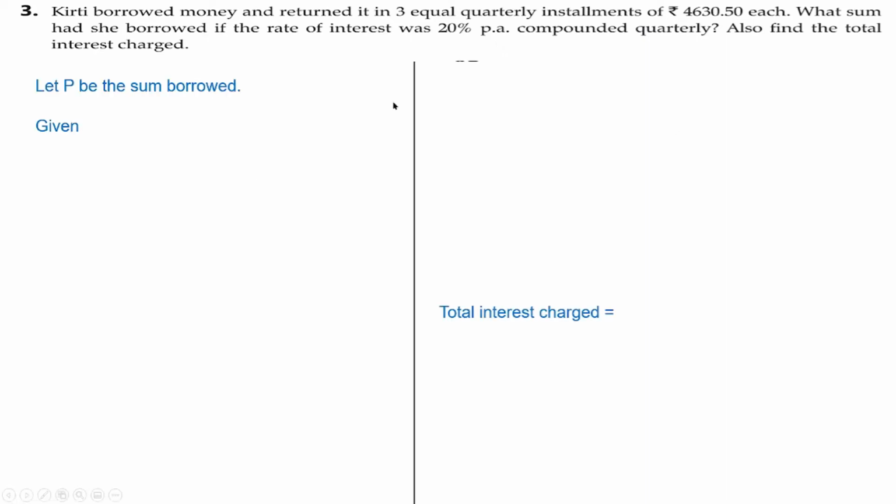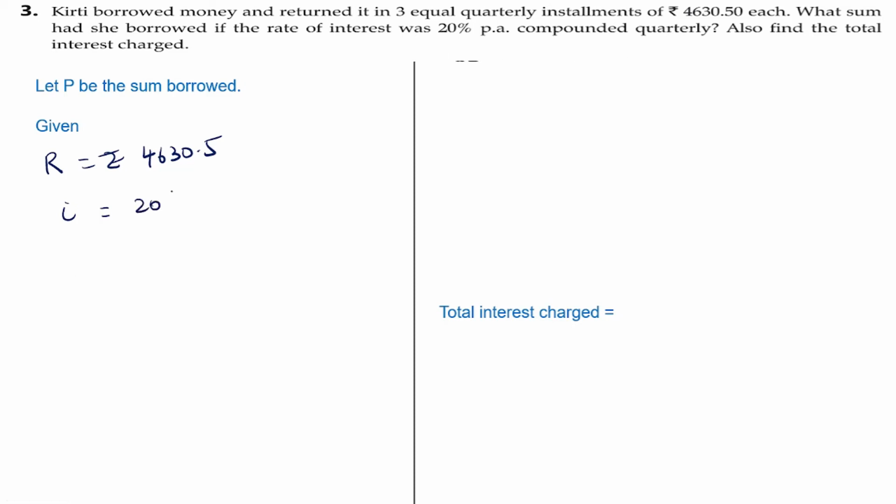She has borrowed money and returned it in 3 equal quarterly installments of 4,630.5. We need to find the sum she had borrowed if the rate of interest was 20% per annum compounded quarterly. And we should also find the total interest charged. Here let P be the sum borrowed. So given the equal quarterly installment R is rupees 4,630.5 and I, the rate of interest, is 20% per annum compounded quarterly.